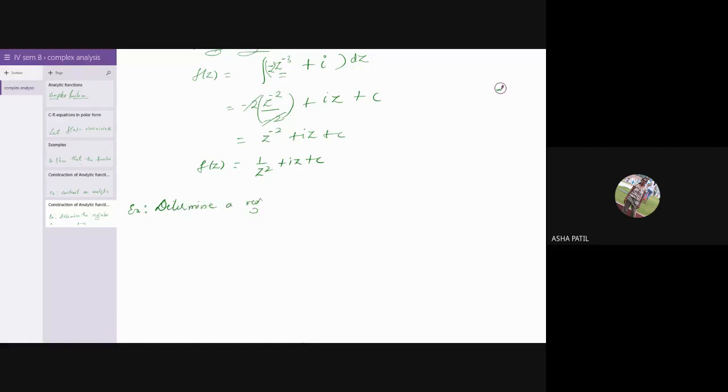Determine a regular function f of z is equal to u plus iv, given v is equal to minus sin theta divided by r.